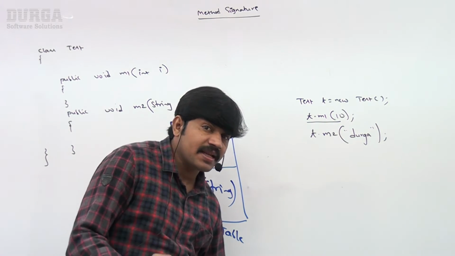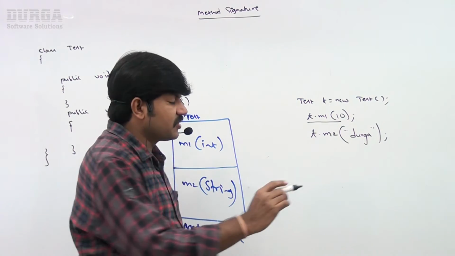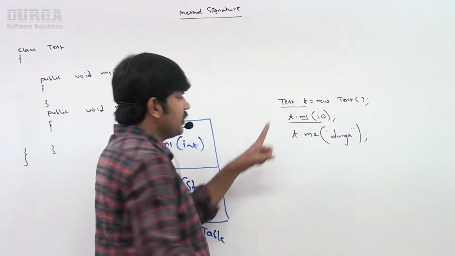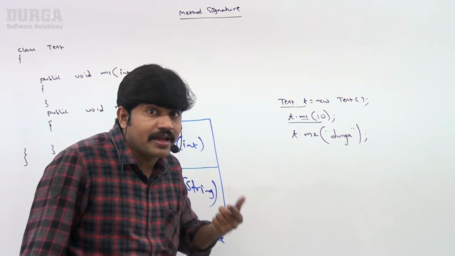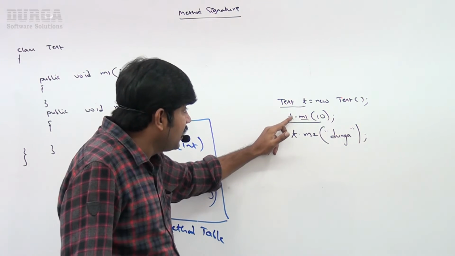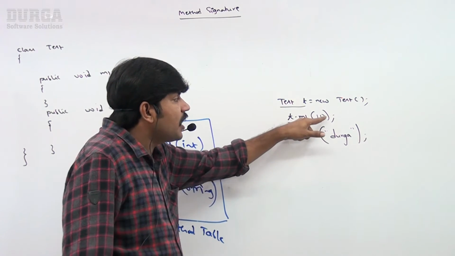How can the compiler decide whether it is a valid method call or not? Very simple, sir. You are calling M1 on T. T is what type? Tester type. You are calling the M1 method on T. T is what type? Tester type. Now, which argument are you passing?